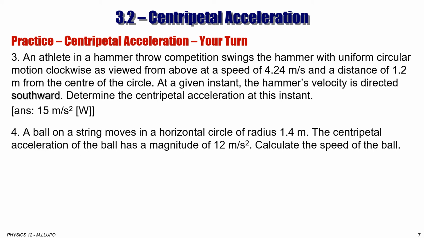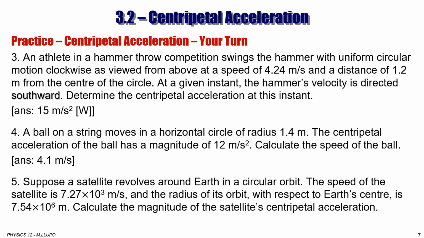Second one, a ball on a string moves in a horizontal circle of radius 1.4 meters. The centripetal acceleration of the ball has a magnitude of 12 meters per second squared. Calculate the speed of the ball. Pause the video and try to do it. And if you got 4.1 meters per second, you did the right thing.